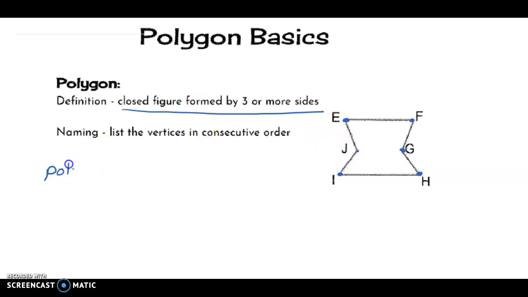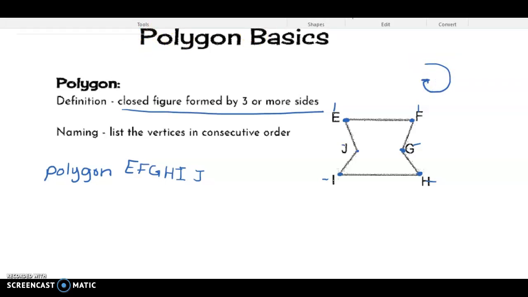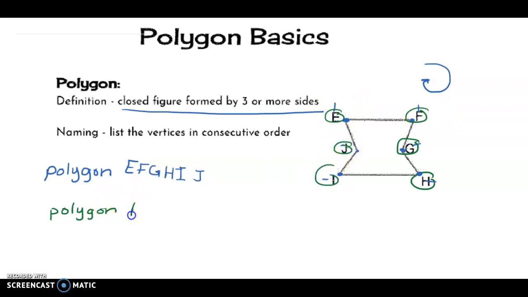So for example, this polygon here, I could call this polygon, I don't know, E, F, G, H, I, J. So polygon E, F, G, H, I, J. I just went around in a clockwise fashion. Doesn't matter where you start, just as long as you name them all. Or I could name it polygon, maybe we start at H and we go the other way, counterclockwise. So H, G, F, E, J, I. This would be totally acceptable as well.